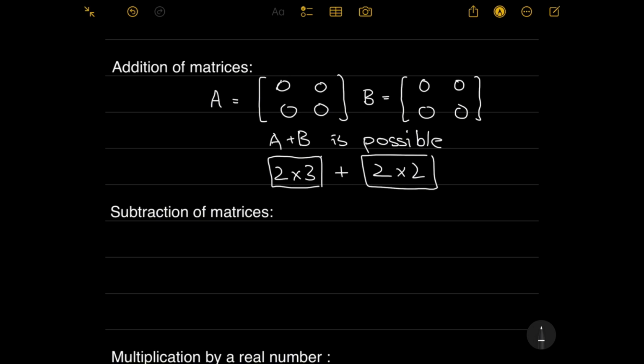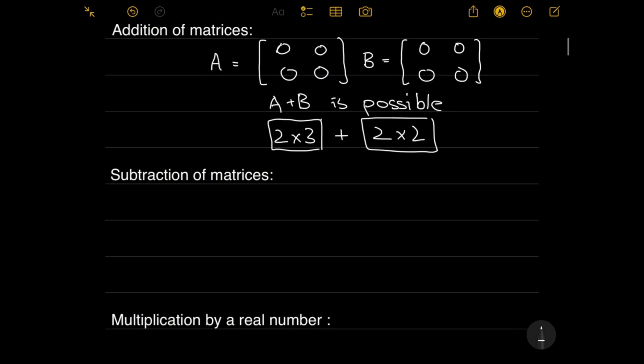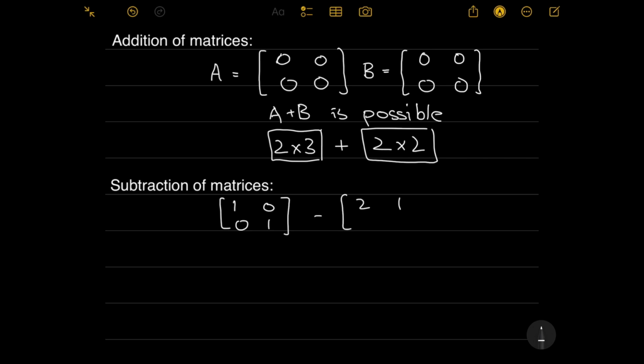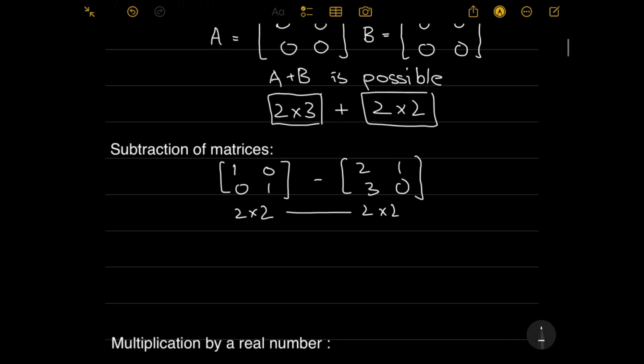The second is subtraction of matrices. Subtraction of matrices also has the same rule. If the order is the same, then it can be subtracted. Let's have an example first. If it's 1 0 0 1 minus 2 1 3 0, this can be subtracted because this is a 2 by 2 matrix and this is also a 2 by 2 matrix. So this is possible.